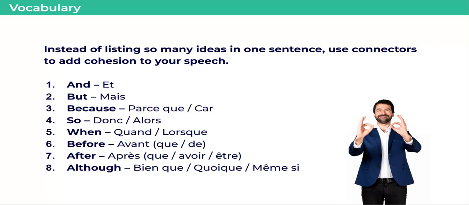So instead of listing so many ideas in one sentence, we can use connectors, which add cohesion to your speech. For example, we can use and. We can use but. We can use because. We can use so. We can use when. We can use before. We can use after and although.